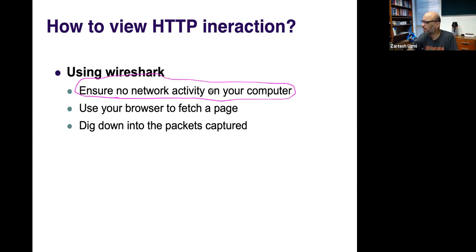Even if you have other network activity on your computer, you can use some sort of filtering in the Wireshark program. You can specify your IP address. You can specify the IP address of the server machine that you can easily find out, and use your browser to fetch a page and dig down into the packets that are captured. You can capture all the packets.